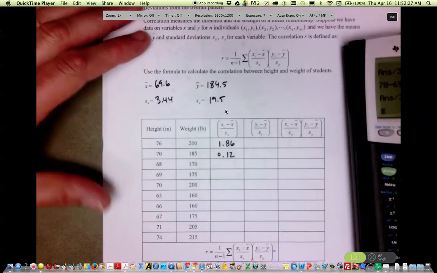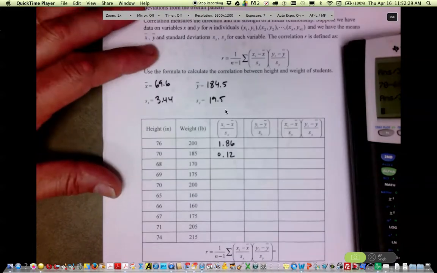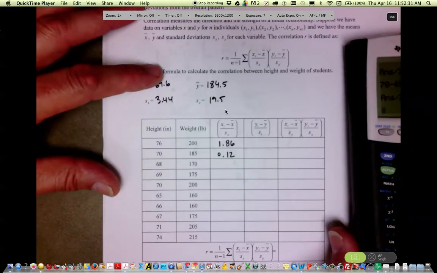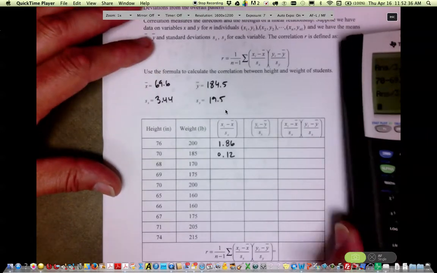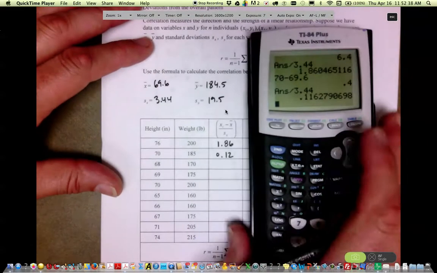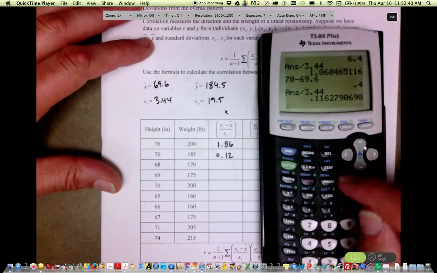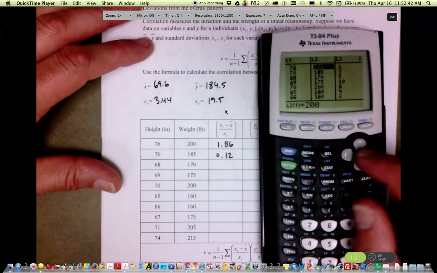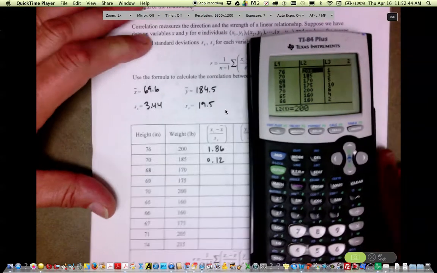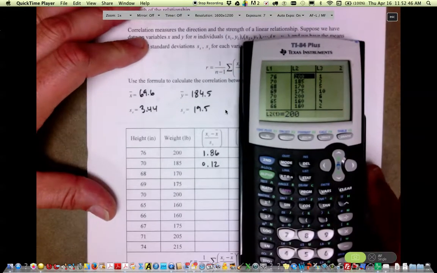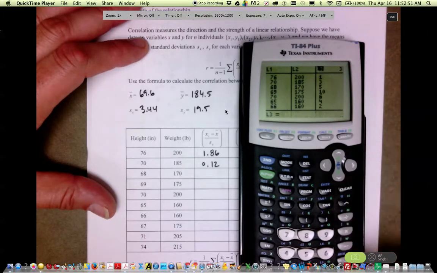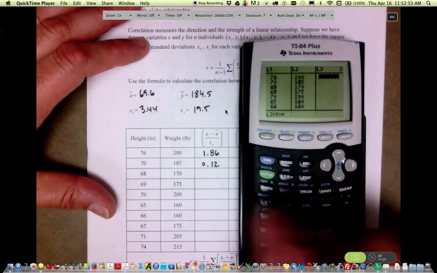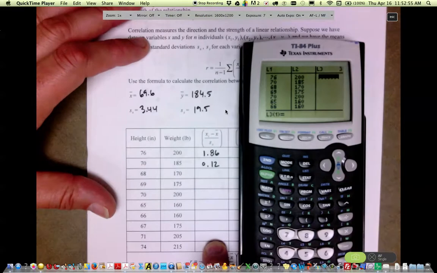I've got 18 more of these to fill in, and I could do each one of those individually, but I think what I want to do is have my calculator do some of this work for me. So I'm going to go back to Stat Edit, and I'm going to use my calculator almost like I'm using it as a spreadsheet. I'm going to go over here to List 3 and get rid of the stuff in List 3, and I'm going to use List 3 to do these calculations.